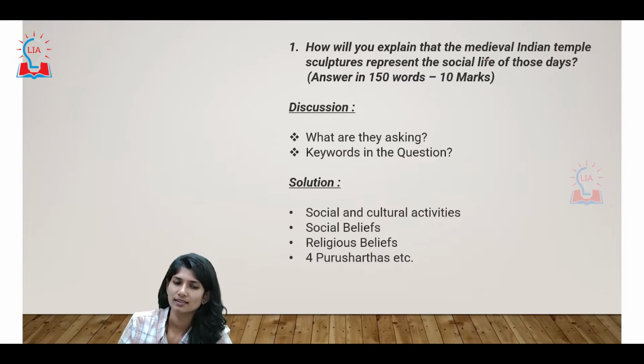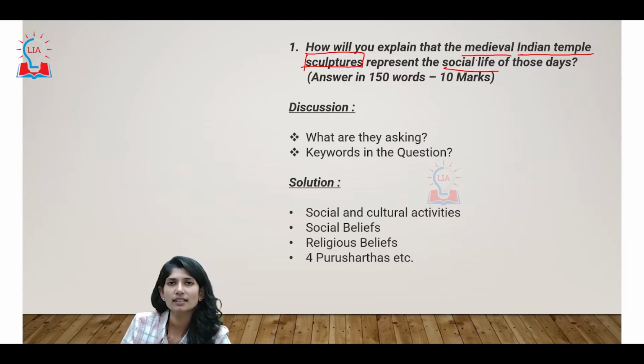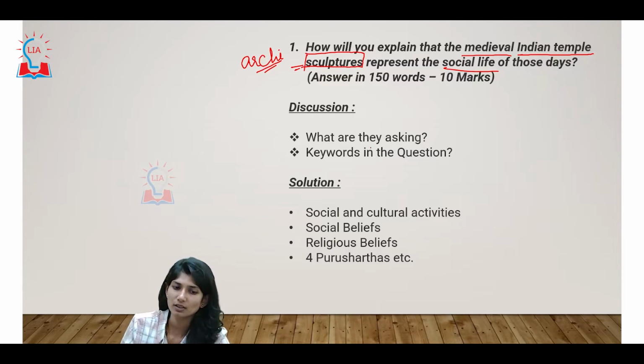Now look at the question. What are the keywords in this? Medieval Indian temple sculpture represent social life. The most important keyword here is sculpture. Why? Because we are hardwired in this way. After "medieval Indian temple," our very next word will be architecture rather than sculpture. When we come to this part of the question, we assume it's architecture, and our answer will lean towards architecture. But that is where the catch is, and that is where you have to utilize the keywords in the question. That is when you will know what you're supposed to write, what UPSC has asked.